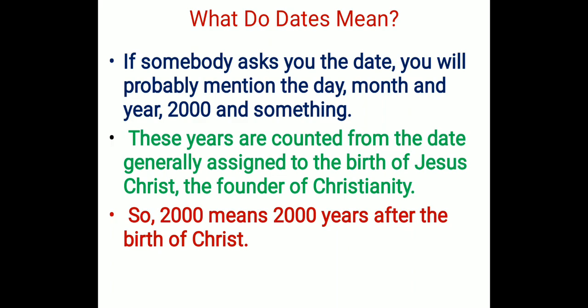So, where did these years come from? These years are counted from the date when Jesus Christ was born, the founder of Christianity. So 2000 means 2000 years after the birth of Christ. Understood? If we are in the year 2020, it means that 2020 is the year after the birth of Jesus Christ. Understood?